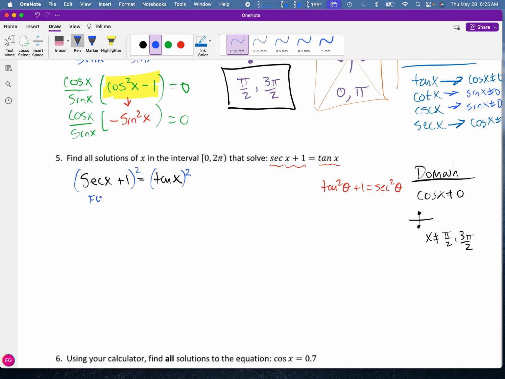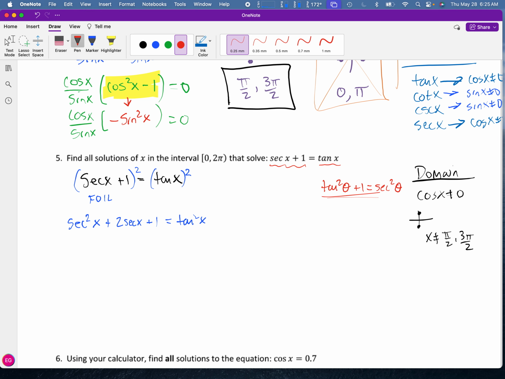Now, we've got to be careful over here. We're going to have to FOIL. So I'm going to get secant squared x, and then the OI of FOIL is going to give me 2 secant x, and then the L is going to give me a 1. And then over here, this side's easy. It's just tan squared x. So when I'm looking at this now, I still have multiple different trig functions, right? I have a secant squared, a secant, and a tan squared. And I really want them all to be the same. So I'm going to try to use this identity, and I have to pick.